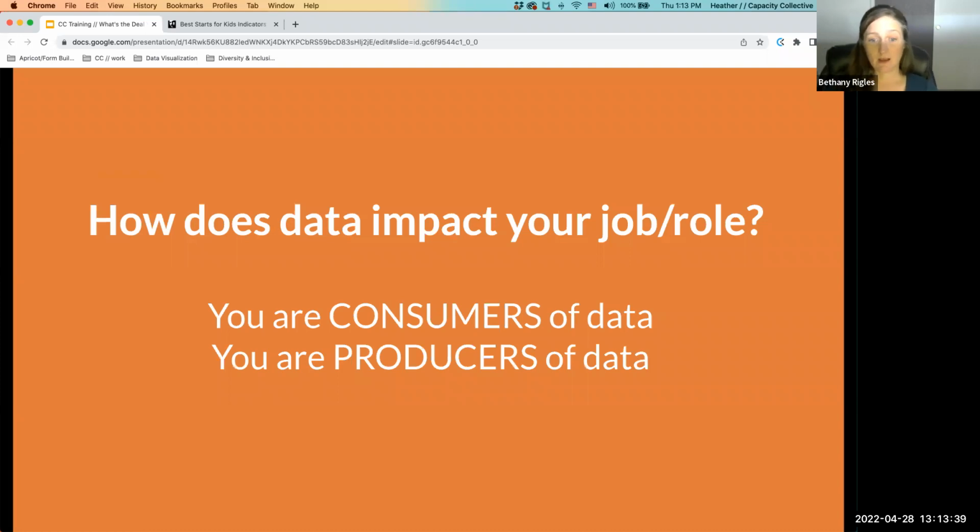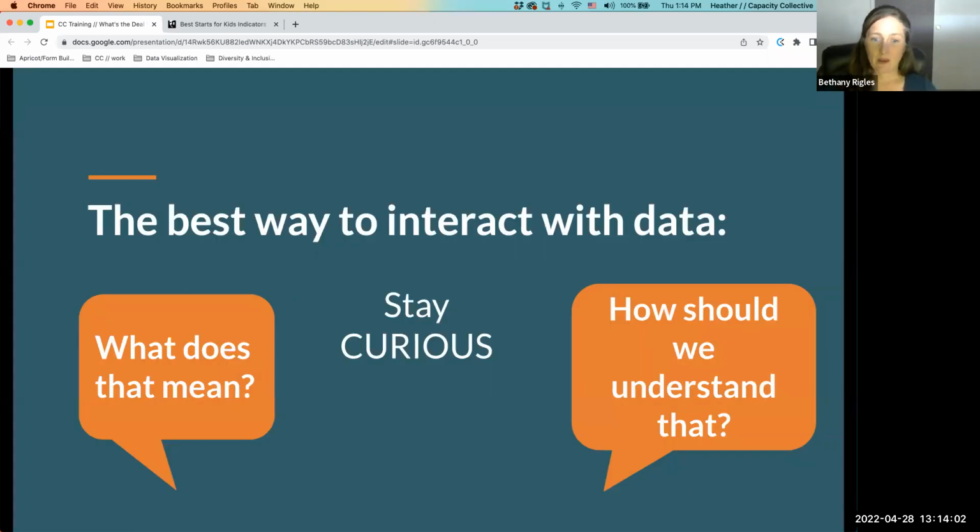And then secondly, you're also likely producers of data. And if you're a home visitor or direct service staff, you likely produce most of the data your organization collects through surveys or different client assessments you might be collecting over the course of a year. So the best way to interact with data as a consumer or producer is to always stay curious. You're always wanting to ask yourself, what does this data mean? How should I be understanding this data? And does it make sense? Does this have a logical flow to it?